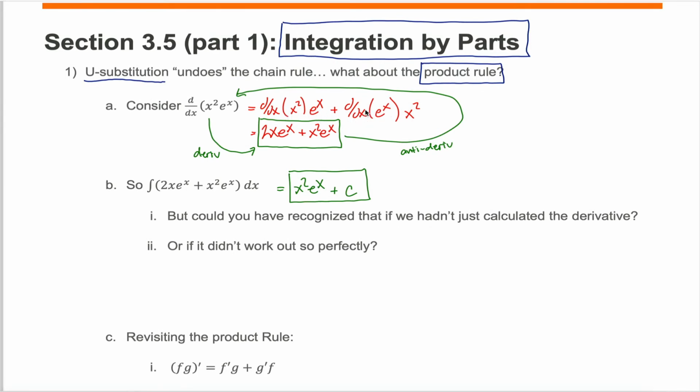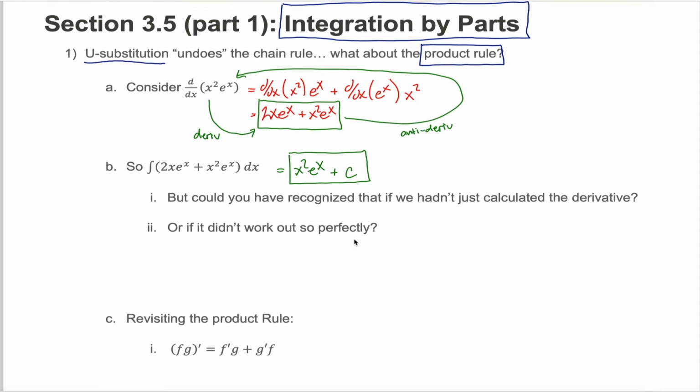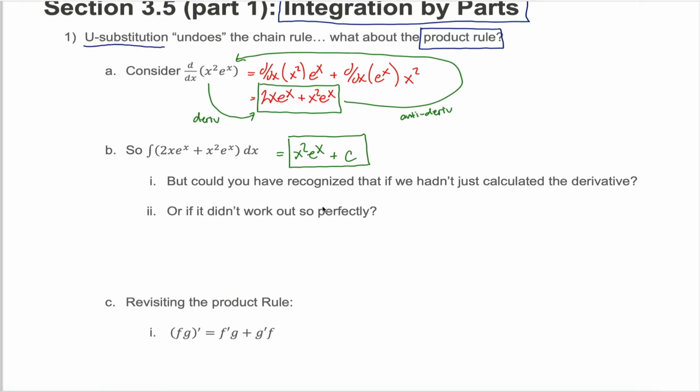Right, I did this work in red for a reason, to try to make this problem doable. But what if we hadn't just done this problem? Could you have recognized that? And some of you are like, no way. And some of you might be like, well, kind of. I mean, I was pretty good with the product rule, and I can kind of see the different parts of the product rule here. I think I might have been able to recognize that.